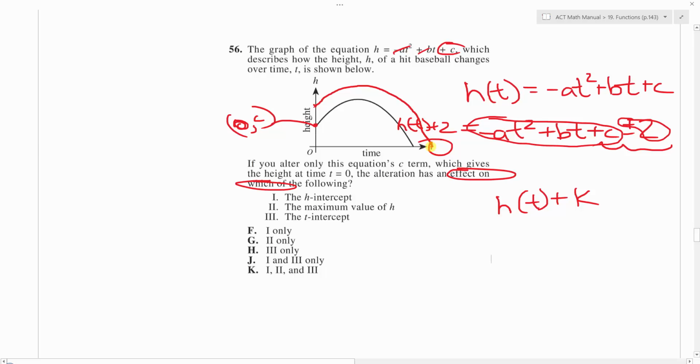Ooh, look at that. That worked out pretty well. It's going to look something like this. If we shift this guy up, we're just going up, up, up, up, up, up, up. It's going to look like this. So now we go to these answer choices. Well, let's look at this.